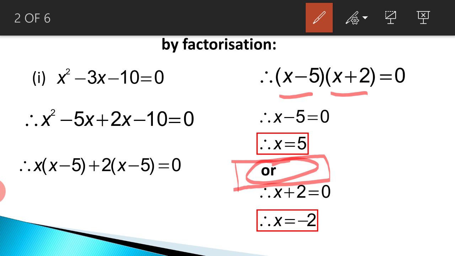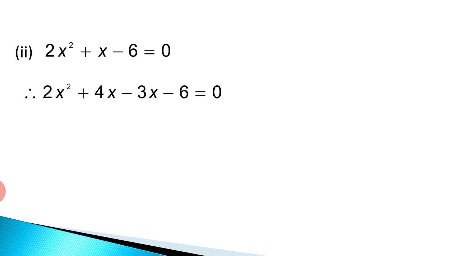Now put these two values in the equation. You will find for both the values LHS will become 0. You can verify it and check it. Let us go to the next problem. Now next problem is 2x square plus x minus 6 is equal to 0.